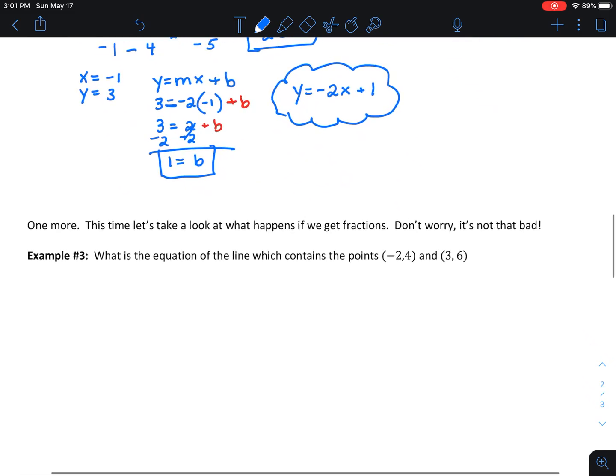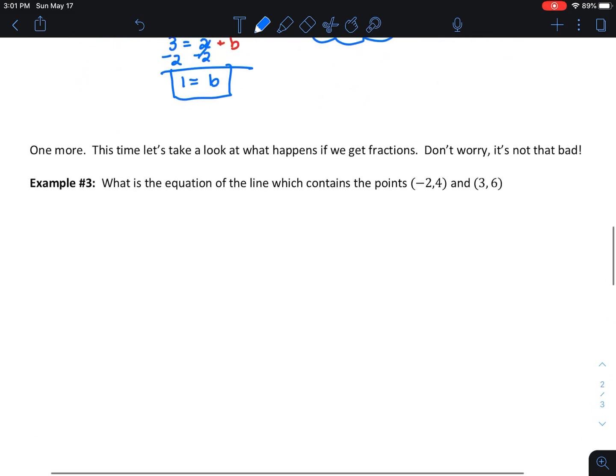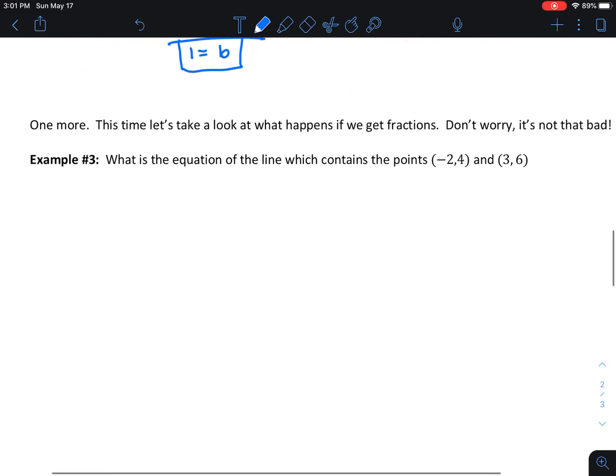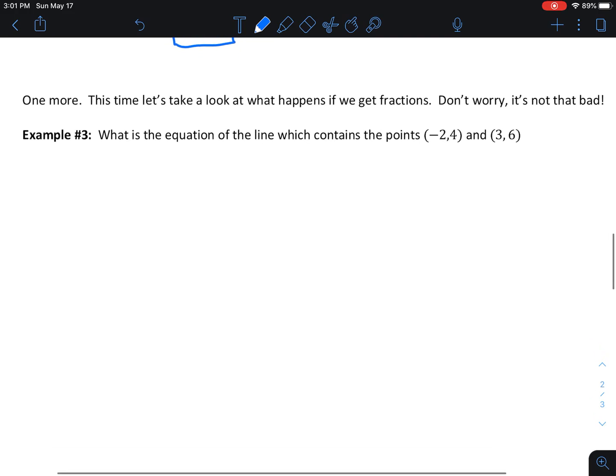I do want to look at one more example though, okay? Because sometimes the numbers that we get aren't all that lovely. Sometimes you get fractions, but let's not freak out. Don't worry, it's not that bad. We're just going to have to remember what we learned back in 4th, 5th, and 6th grade about dealing with fractions. So here are my 2 points: negative 2, 4 and 3, 6.